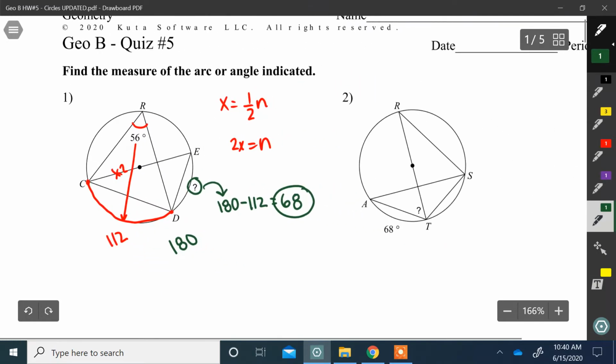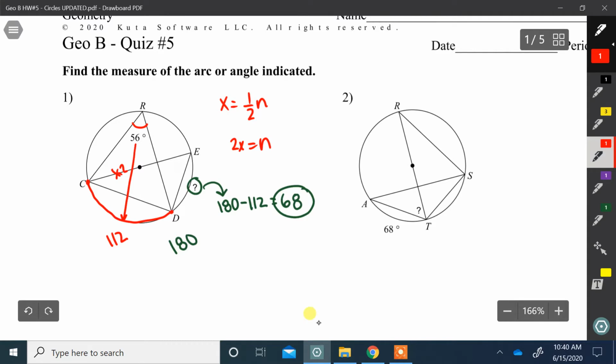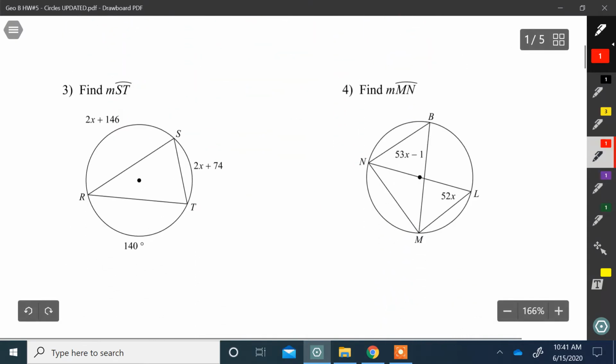Same idea with this. We're going to do the same thing. This right here is a half circle. What is this right here? The whole thing is 180. How do I get that? 180 minus 68 will give you this right here. And then you just divide by 2 to get that question mark. So I'll let you finish that one.